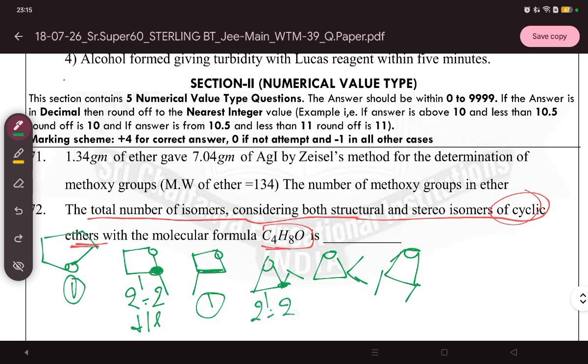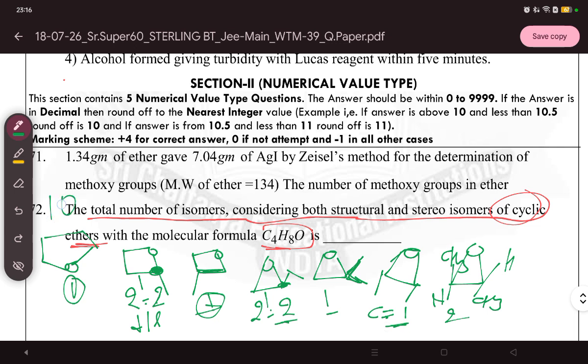Like the structures, 2 are possible, and here no chiral center because both are bonded to a methyl group, only one structure. And in this structure, if the 2 methyl groups are present cis, only one product is obtained because of meso nature, a meso compound is obtained. And here the 2 methyl groups are present on opposite sides, it is optically active. Like this, 2 structures are obtained. Totally 1 plus 2 is 3, plus 1 is 4, plus 2 is 6, 7, 8, 9, 10, totally 10.